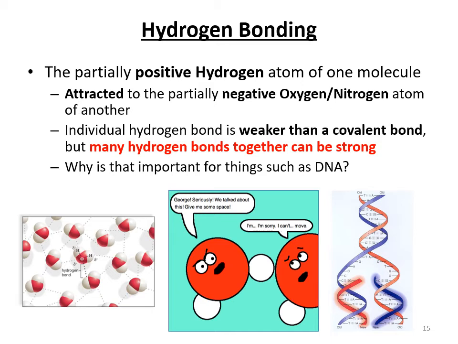Okay, so that ends up being very important for life functions. So when we say why is it important for things such as DNA, it's important because the DNA is kept stable as a double strand, but the cell can individually break each bond, each hydrogen bond, to then perform replication or gene expression.